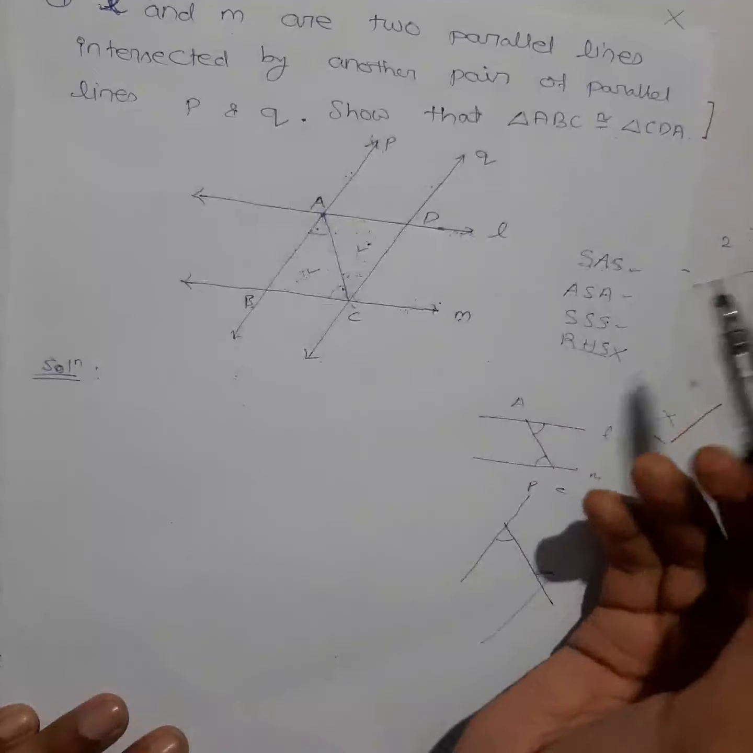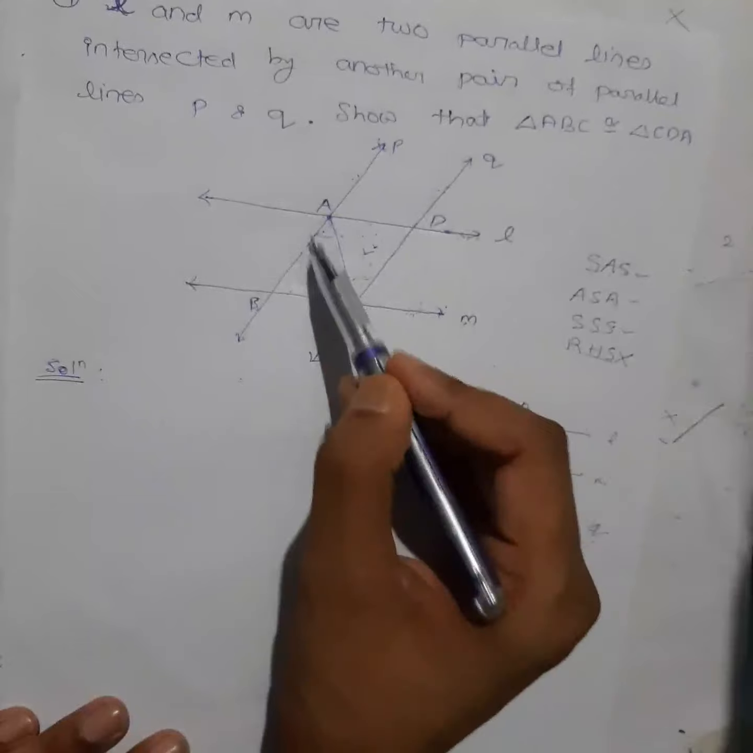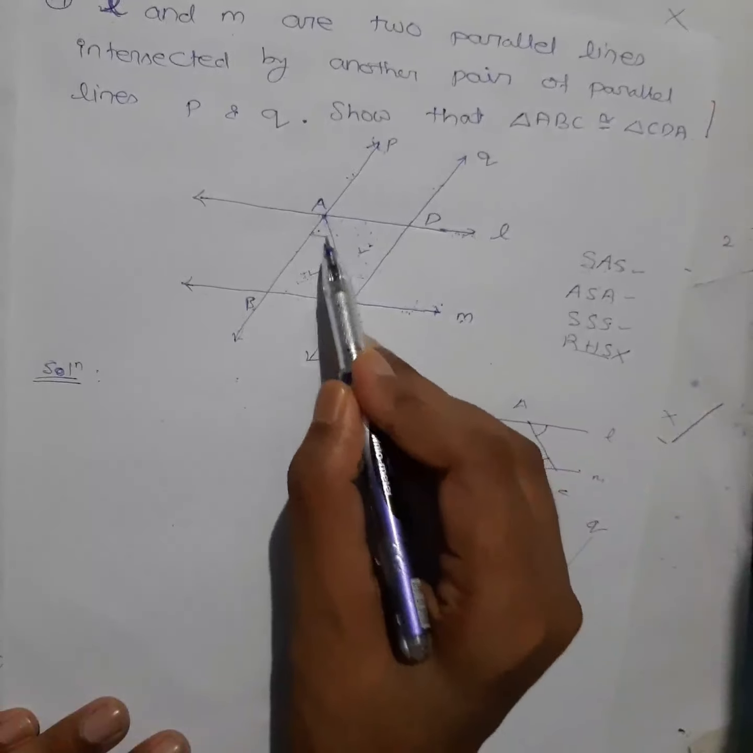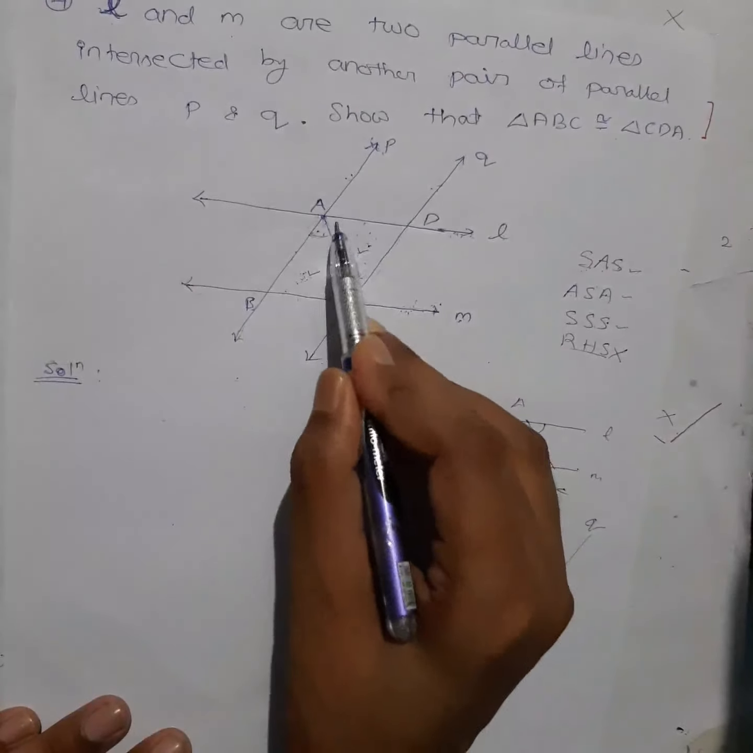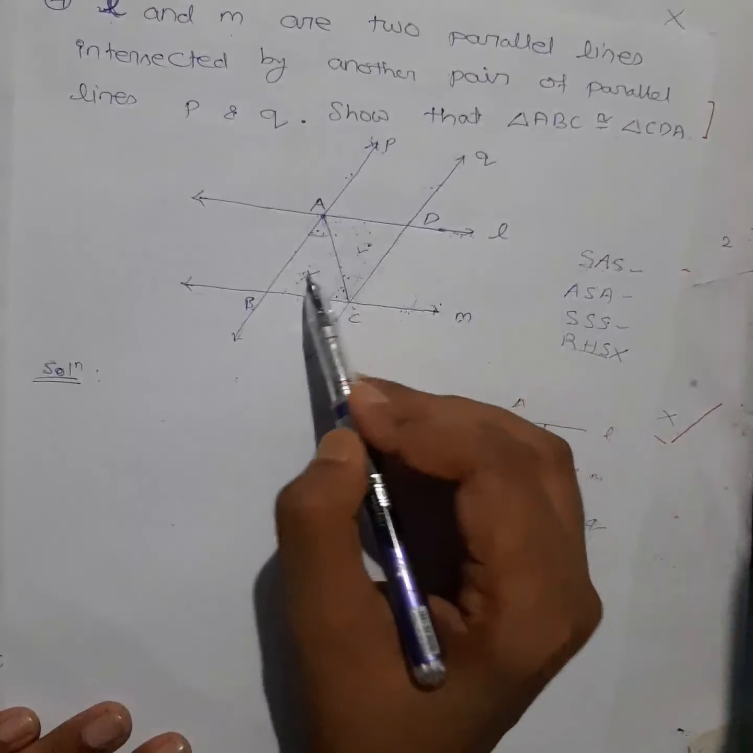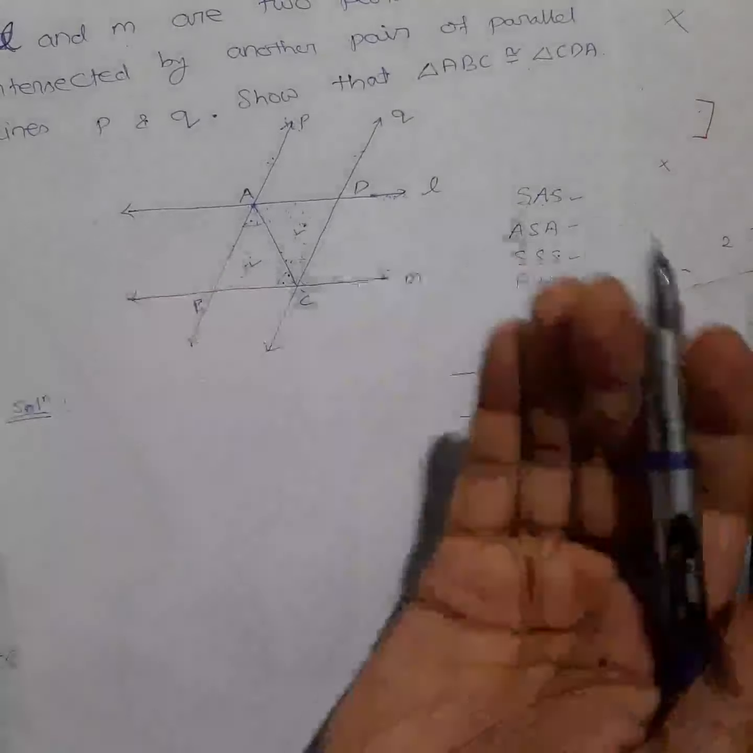I have already shown just one side, you have to show that side, the common side. Okay, so angle, side, angle of this triangle, angle, side, angle of this triangle, they are equal. So that's why these two triangles will be congruent. Now I will show you a different way also.